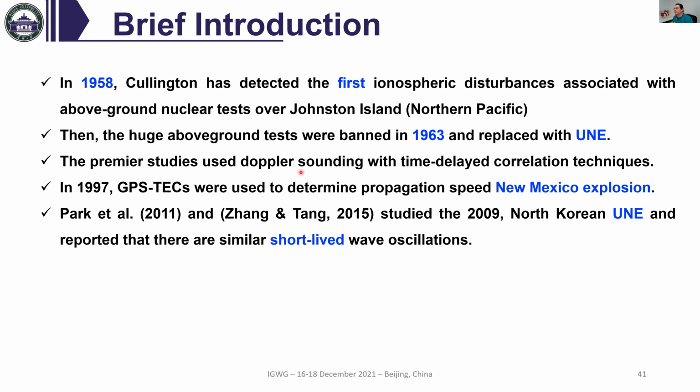In the beginning, they used Doppler sounding to find the ionospheric variation. And in 1997, they started to use TEC derived from GPS data to find the propagation speed for the New Mexico explosion. And recently, Park and Jung Xiaohong studied the North Korean underground nuclear explosion, and they concluded that a similar short-lived wave oscillation happened, associated with this nuclear test.